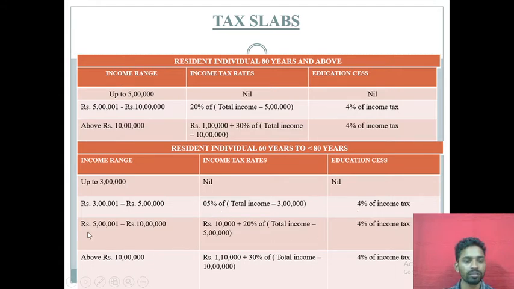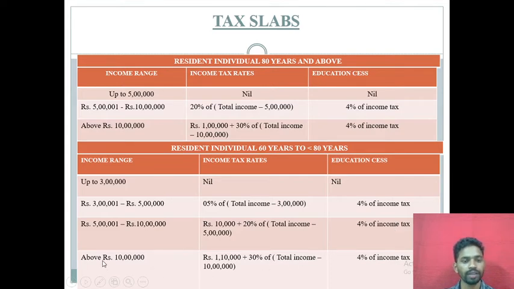Next, rupees 5 lakh to 10 lakh: on whatever amount is in between, we have to calculate 20%. This 10,000 comes from the previous category. So rupees 10,000 plus, for more than 5 lakh, on whatever amount is there we calculate 20%, and he has to pay 4% of income tax as well.